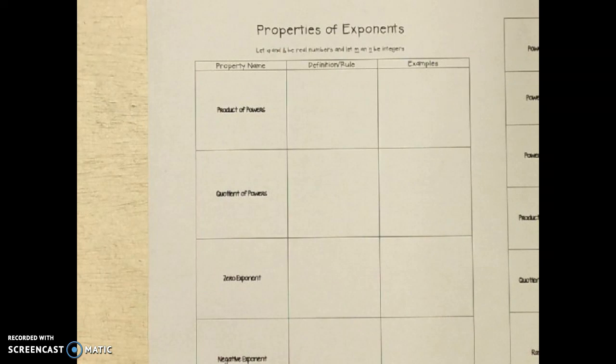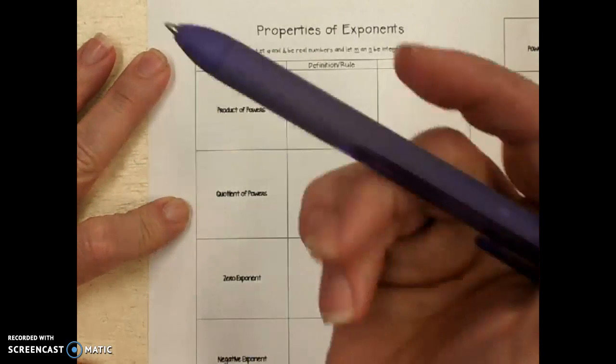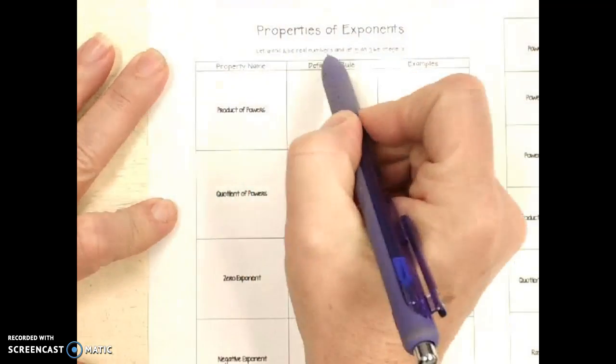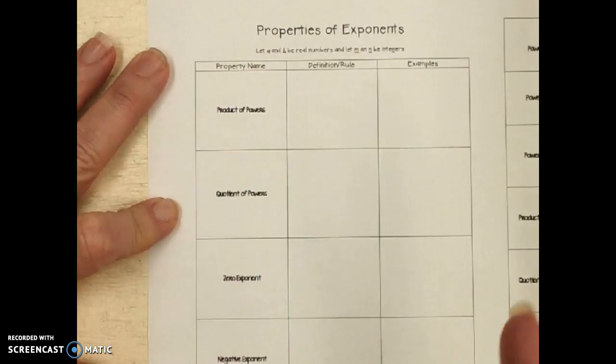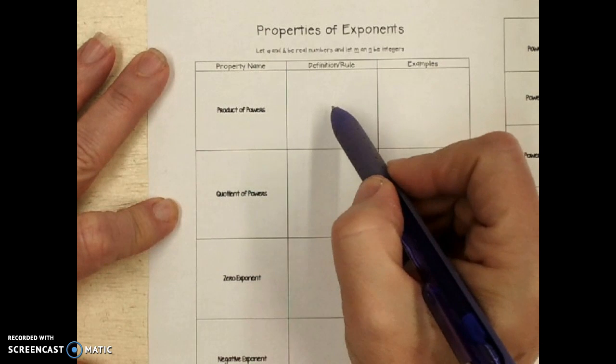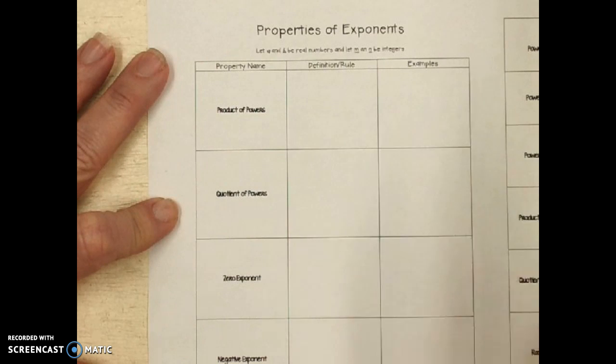Okay, so we're going to start with a simple lesson that is really just review for you, and it's properties of exponents. So my little rule up here says that A and B are going to be real numbers, and M and N will be integers. And so we're just going to go through these, do a definition and a rule, and then show a couple of examples. It's not anything that you haven't seen before.